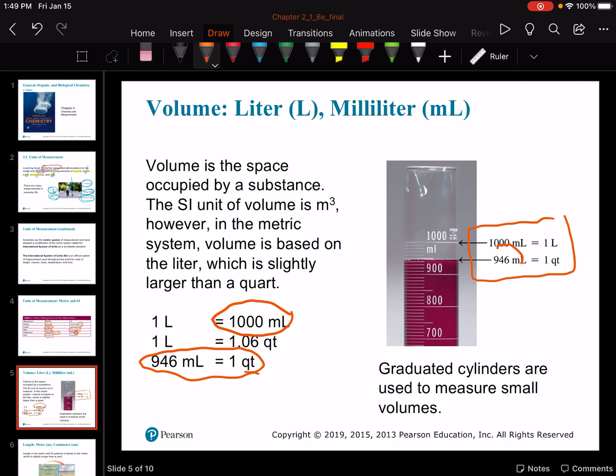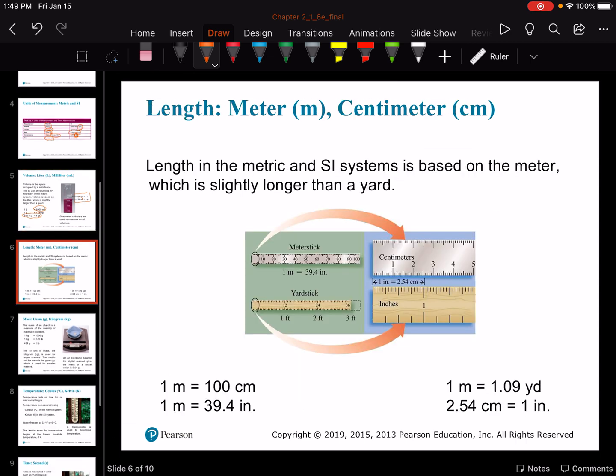A quart, there's 4 quarts in a gallon, right? So hopefully that'll give you some sense of what that's about. All right, now the length in the metric and SI system is based on the meter. And a meter stick, you've seen yardsticks before, right? So a meter stick looks a lot like a yardstick. It's a little bit longer.